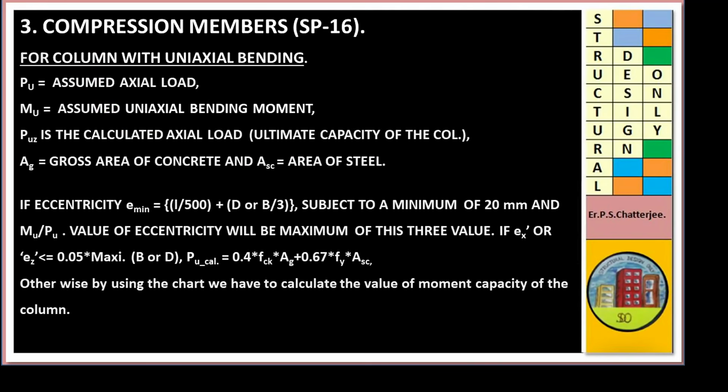For column with uniaxial bending, Pu is the assumed axial load, Mu is the assumed uniaxial bending moment, Puz is the calculated axial load ultimate capacity of the column, Ag is the gross area of the concrete and ASC area of steel. Once again, if the minimum eccentricity is less than or equal to 0.05 B or D, then we can put Pu calculated equal to 0.4 into FCK into Ag plus 0.67 Fy into ASC. Otherwise, by using the chart, we have to calculate the value of moment capacity of the column.